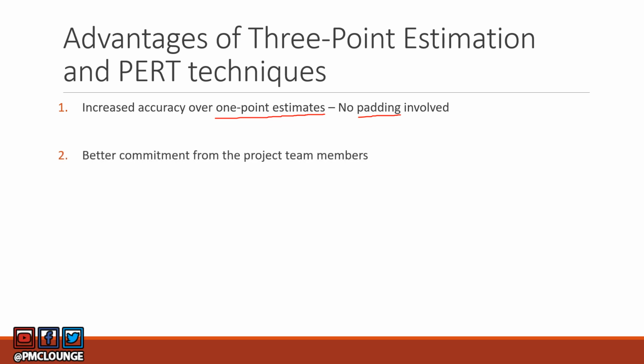Number two is better commitment from the project team members. Of course, if the team members are providing the estimate, they will be committed to it. They will be more accountable to it. If you're doing one-point estimates, you may not even go to the development manager, and you may estimate it yourself based on the parametric and analogous estimation that we talked about earlier. But in three-point estimation, since you go to the team and ask for three values, they will be better committed to meet the estimates that they have provided.